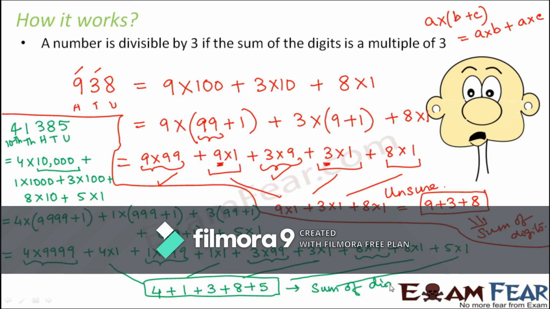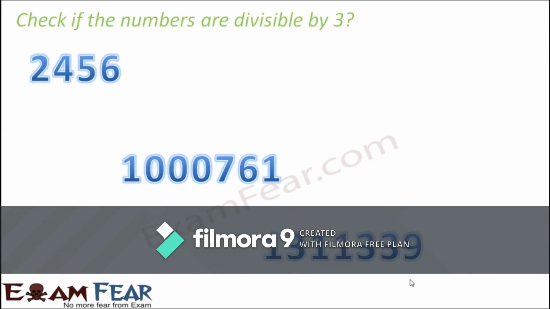So you consider any number. For any number, you would see that it is the sum of the digits that we are not sure of, whether the sum of the digits is divisible by 3 or not. So therefore, our rule says that if the sum of the digits is divisible by 3, the remaining part is anyways divisible by 3. So if the sum of the digits is divisible by 3, the entire number will be divisible by 3. So let us quickly look at some numbers on the screen and decide whether they will be divisible by 3 or not.